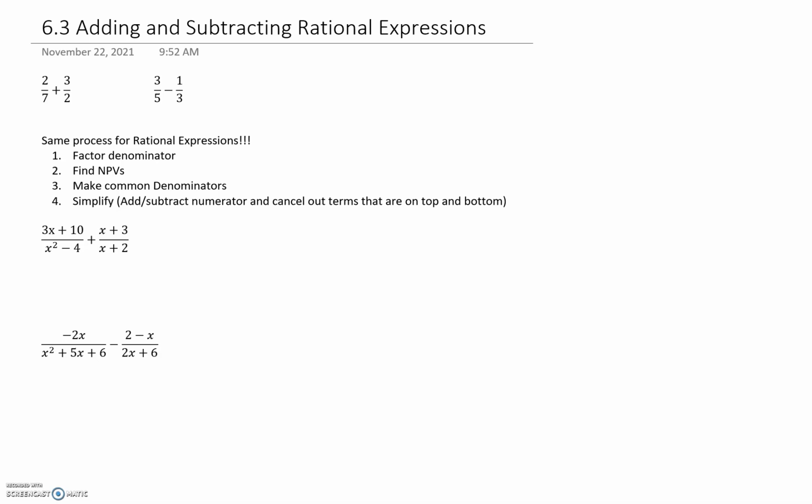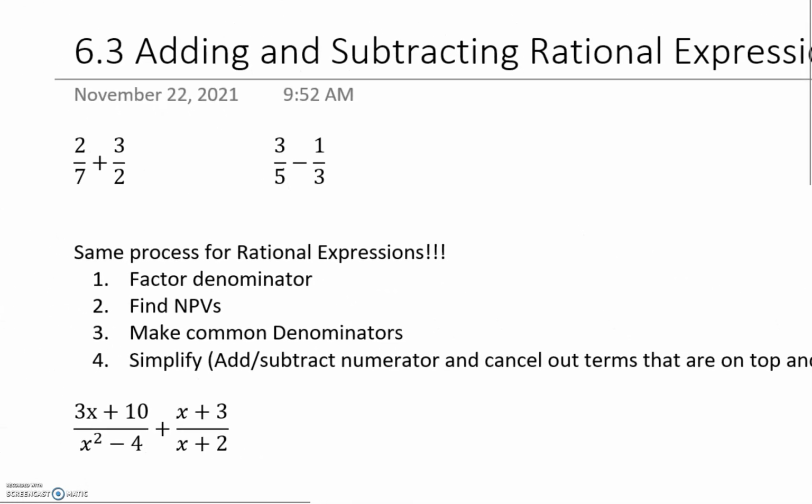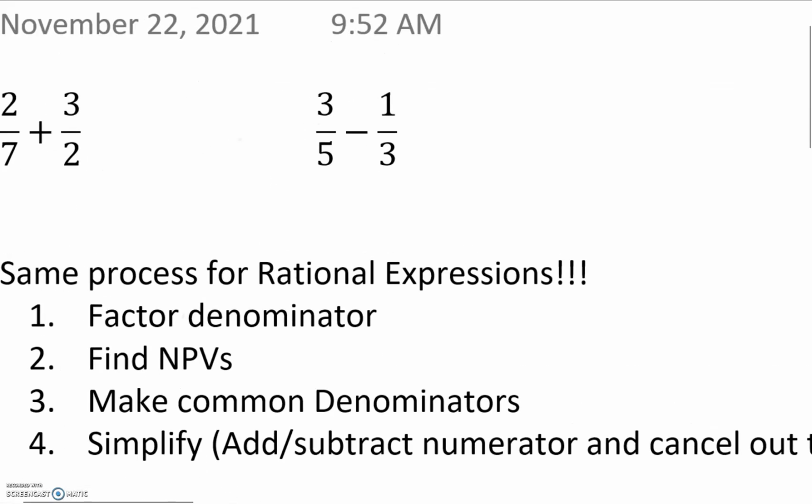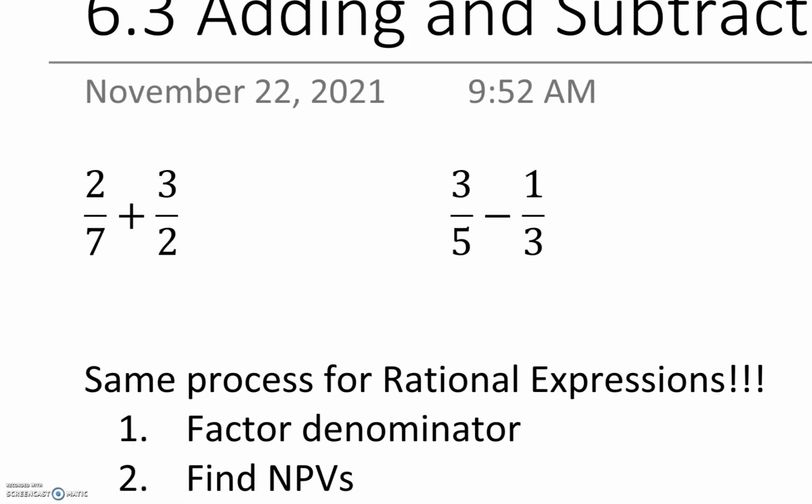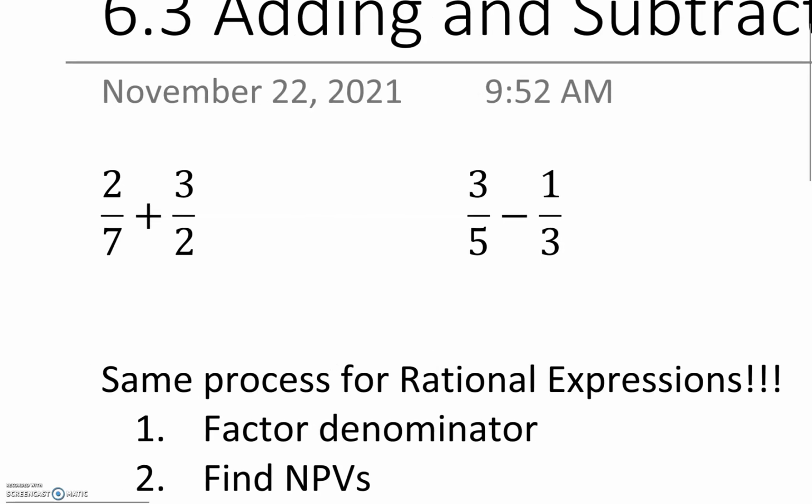Alright, so just like in 6.2, when we looked at multiplying and dividing, we want to go back to fractions and just look at basic fractions to see what the rules are, because they are basically the same rules here. So let's look at some basic fraction adding and subtracting examples. Here we have 2 over 7 plus 3 over 2. So what are we going to do here?